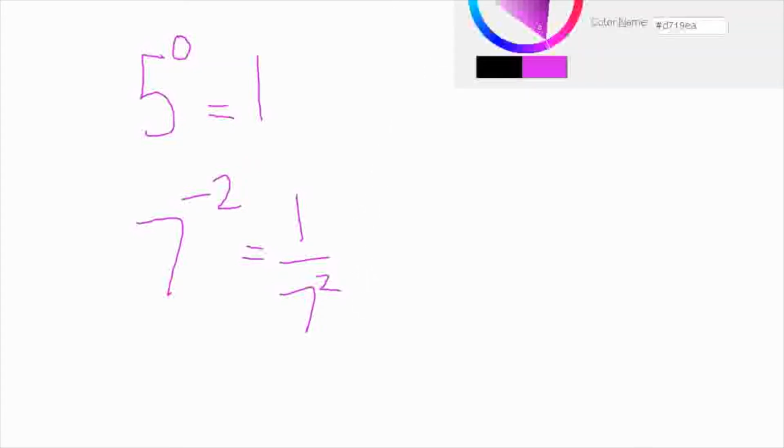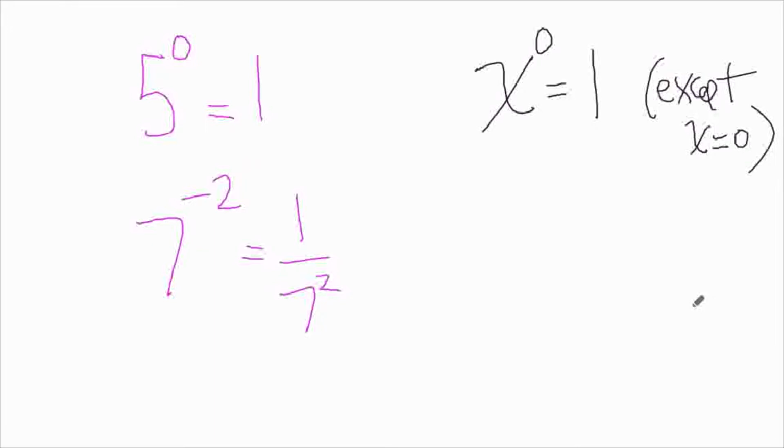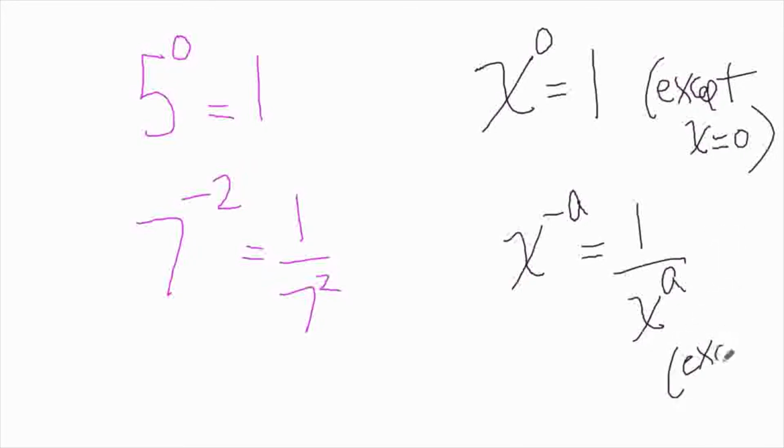The punchline, if you will, is that anything raised to the 0 is going to give you 1, except for 0. So 0 to the 0 is a little bit dicey. People haven't quite decided what 0 to the 0 means. As long as you don't have that case, it's 1. And if you have something to some negative number, that's the same as 1 over the positive version of that number. Once again, we all know you can't divide by 0, so once again, except x equals 0. That's the only one that's problematic.